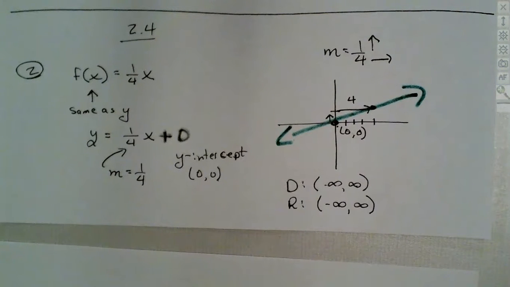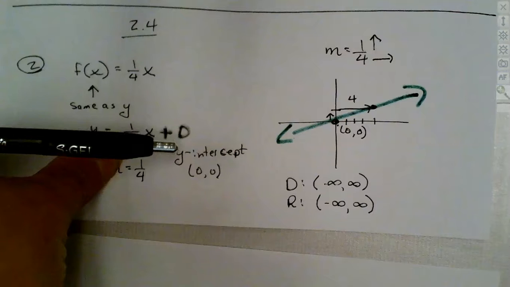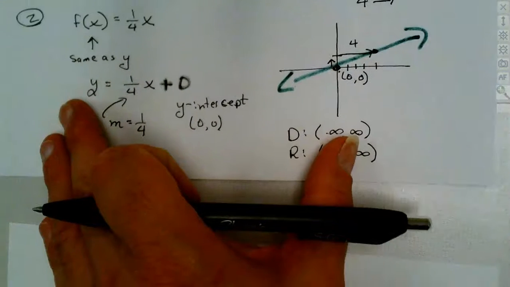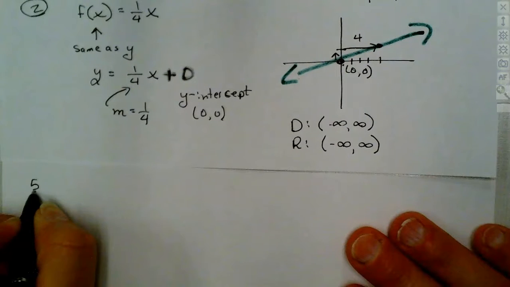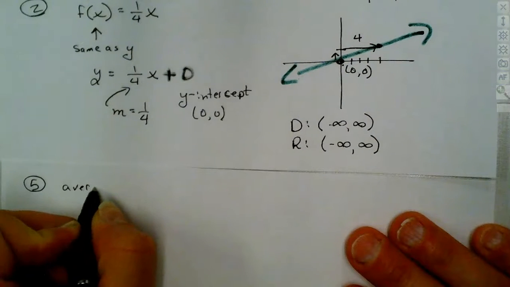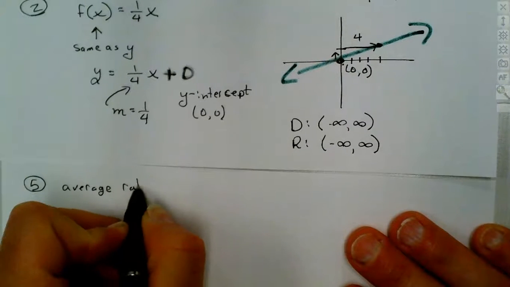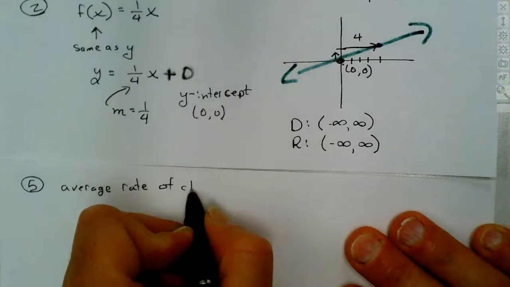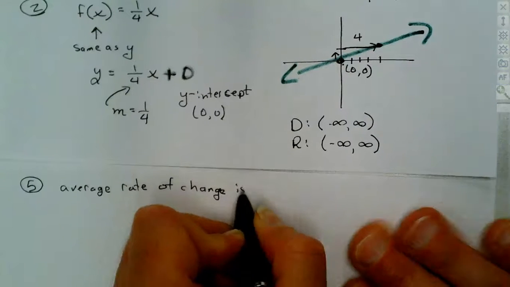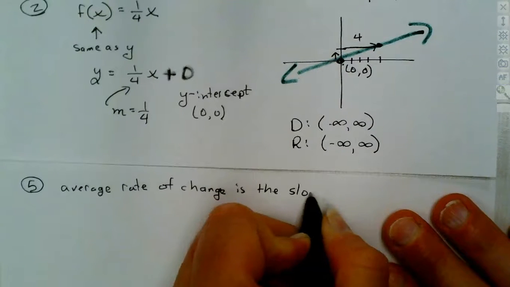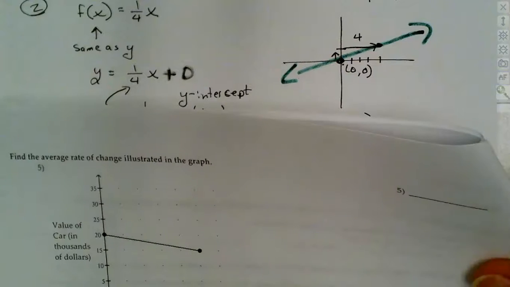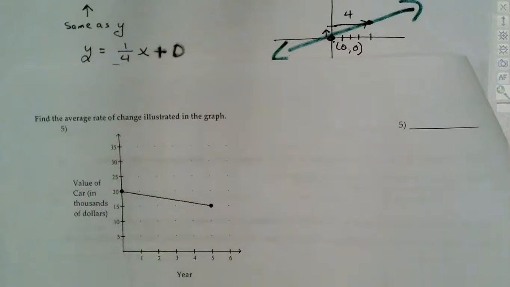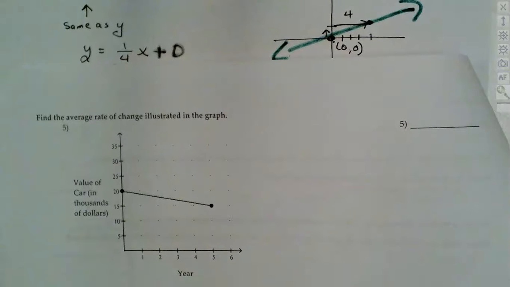Question 5, we want to find the average rate of change. Well, the average rate of change is just another word for the slope. So the average rate of change is another word for the slope. So let's look at our graph. And what we're looking at is the value of a car.